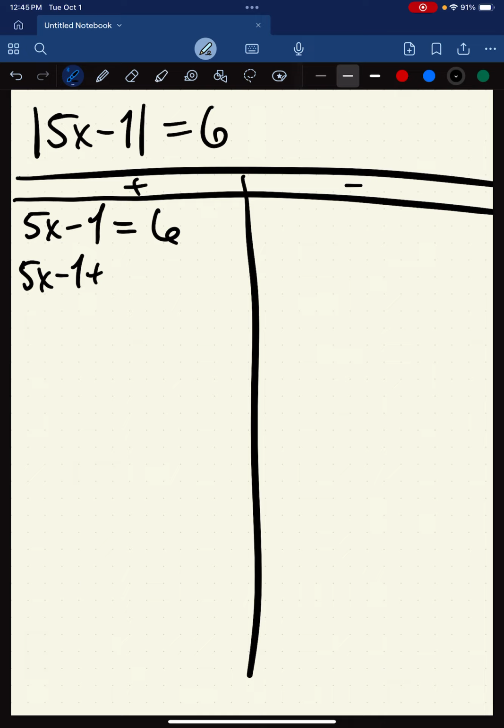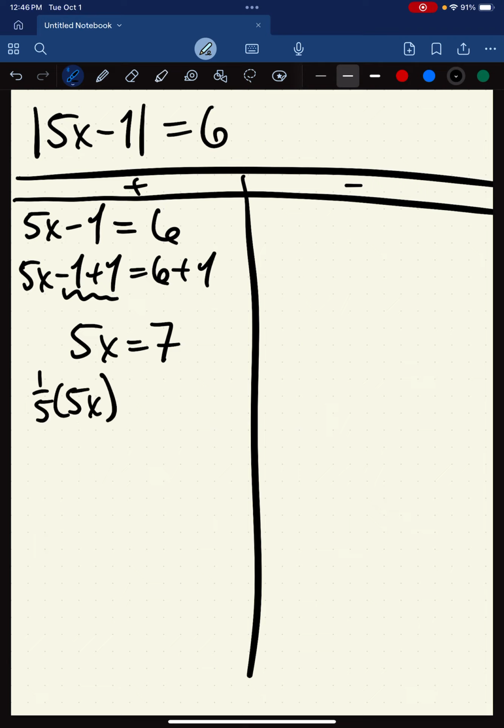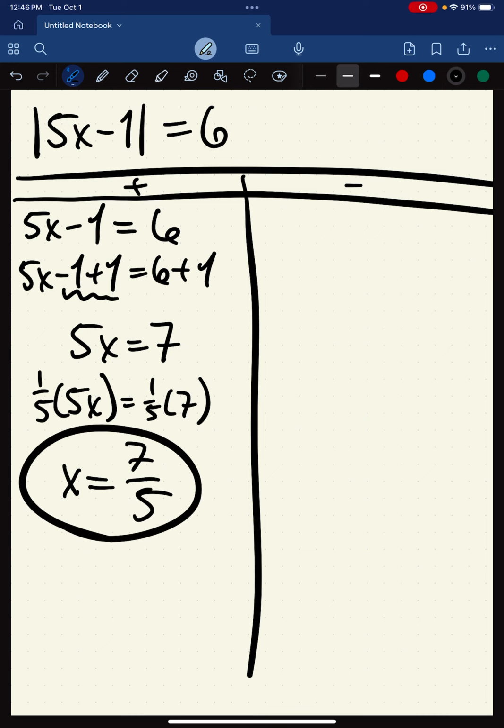So add 1 to both sides. Those two go to 0. Multiply both sides by 1/5. And we get that x is 7/5. That's as reduced as that's going to get, otherwise known as 1 2/5.